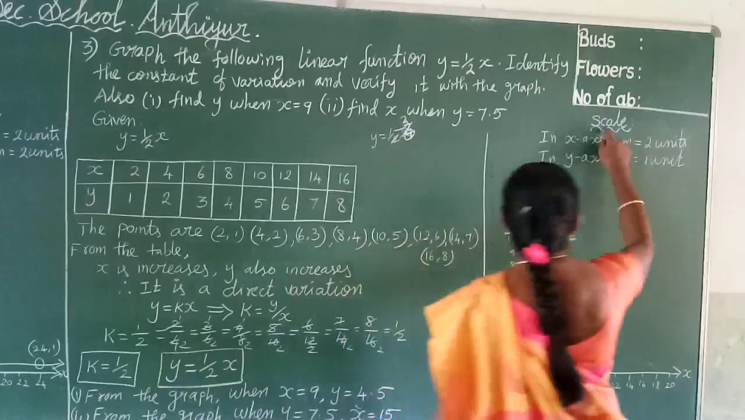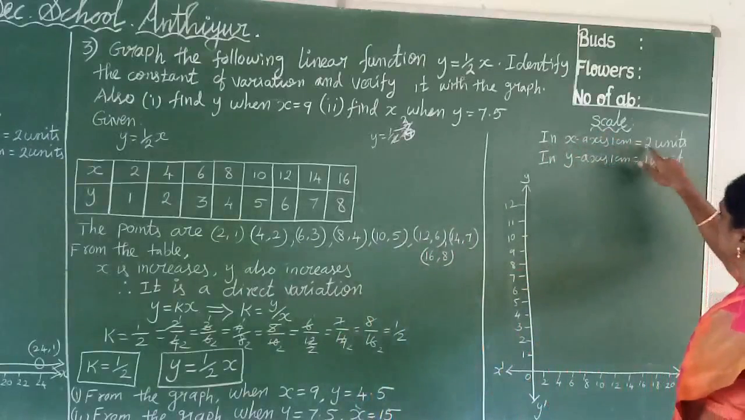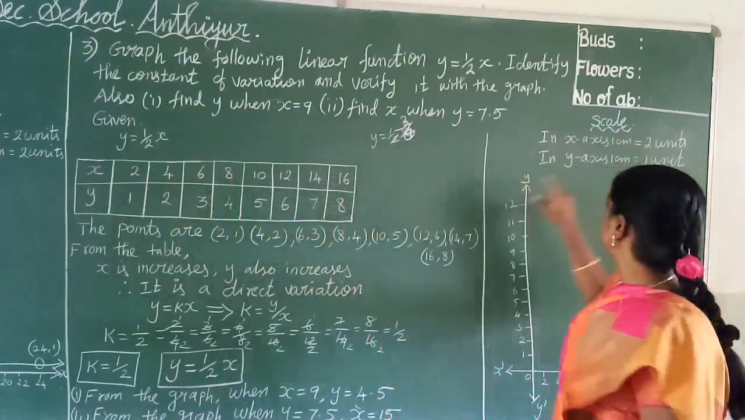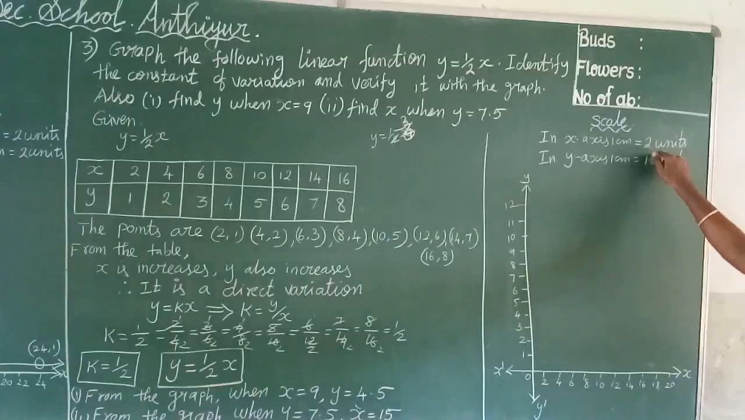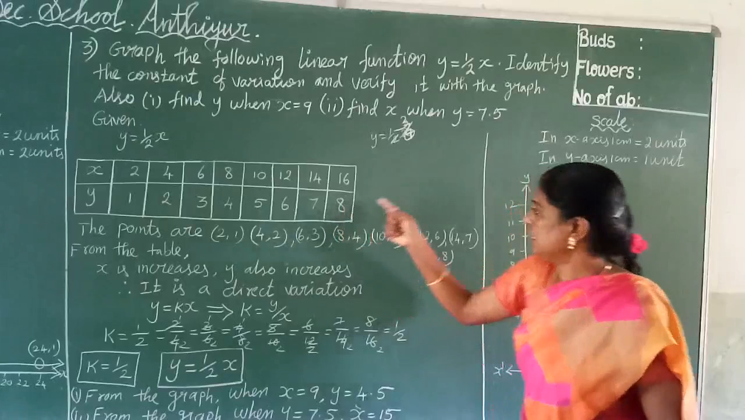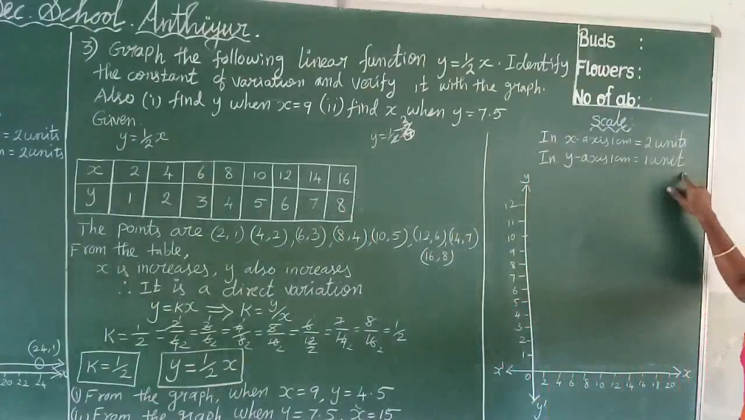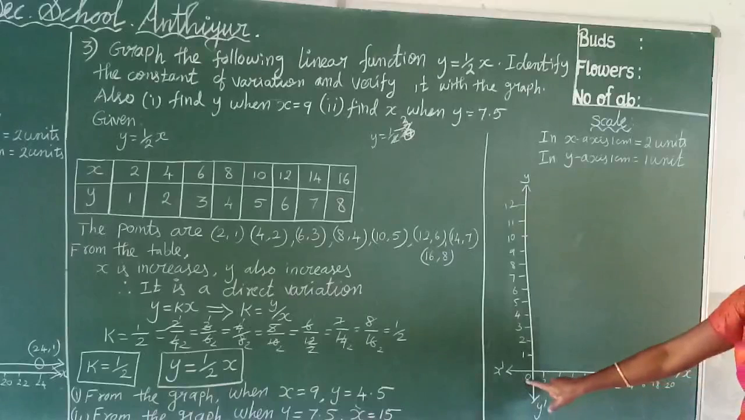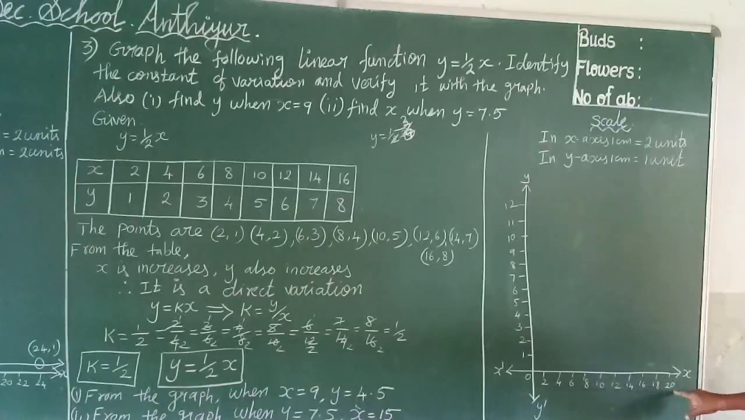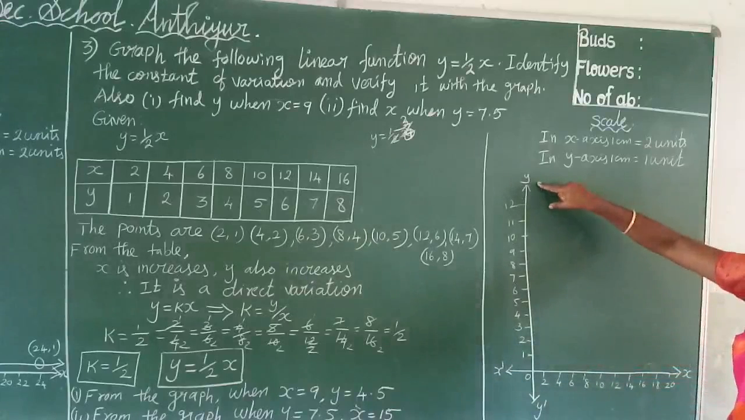Before that, we select the scale. In the x-axis, 1 cm is equal to 2 units: 2, 4, 6, 8 like that we choose. In the y-axis, 1, 2, 3 like that, so 1 unit we take. Here on the x-axis 0, 2, 4, 6, 8, 10, 12, 14, 16, 18, 20, and on this side 1, 2, 3 like that we take it.